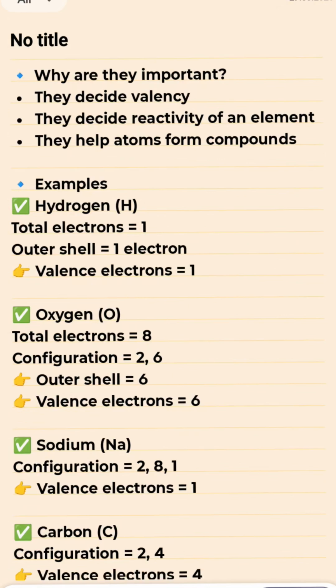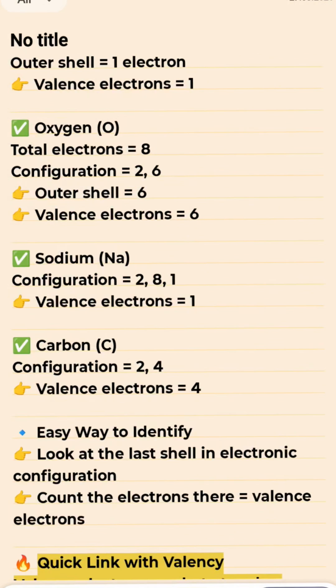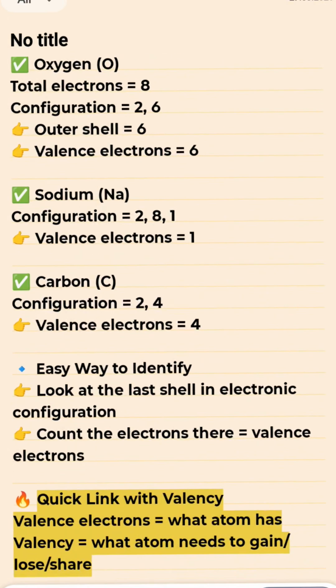Now example, hydrogen, total electron is 1. So outer shell electron is 1, valence electron is 1. Oxygen, total electrons is 8, configuration is 2, 6, outer shell is 6, valence electron is 6, but valency means in order to obtain octet, how many more electrons it needs? 6 plus 2, right? Or 8 minus 6. So valency is 2, valence electron is 6.